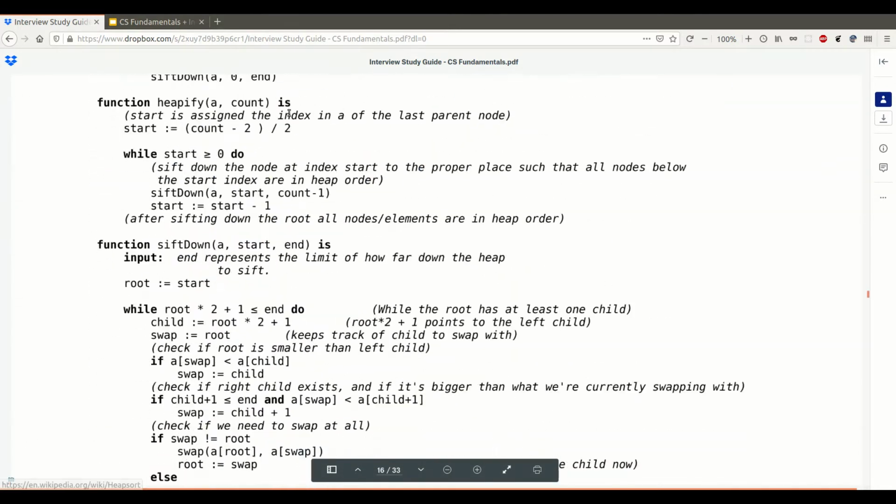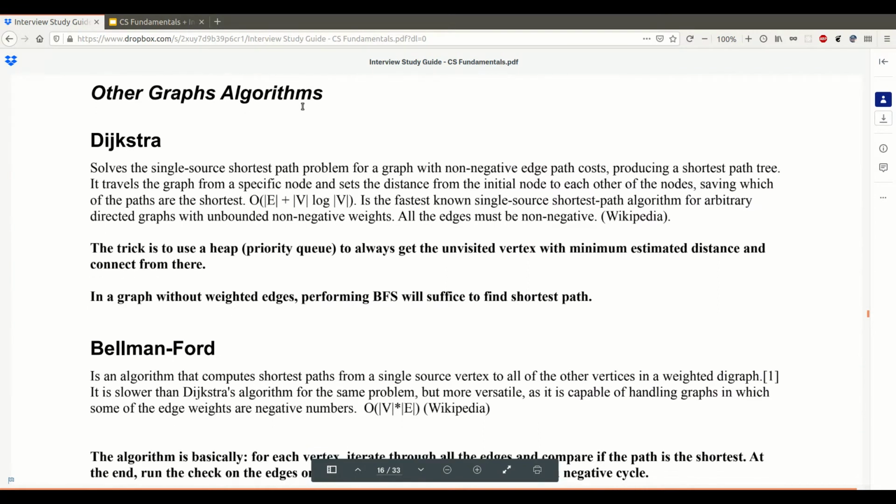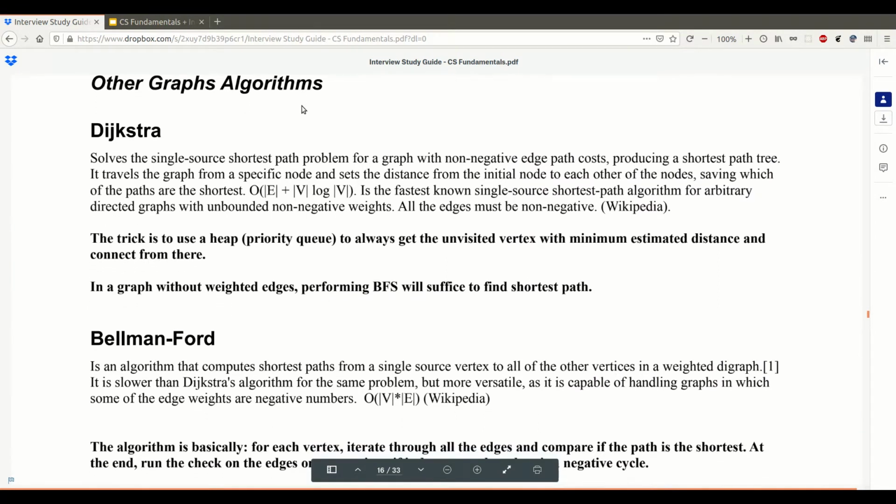So when we go through other algorithms, in terms of graphs, for example, Dijkstra is a very important algorithm that allows you to find the shortest path between two nodes. A quick tip here: if you have an unweighted graph, then BFS will be enough to find the shortest path. The trick using Dijkstra is to have a heap or a priority queue to always visit first the vertex that has the minimum estimated distance and connect from there.